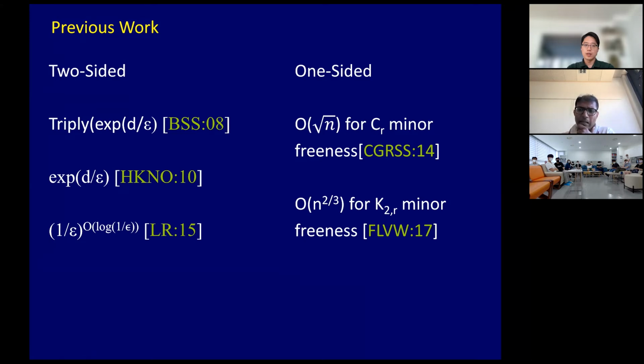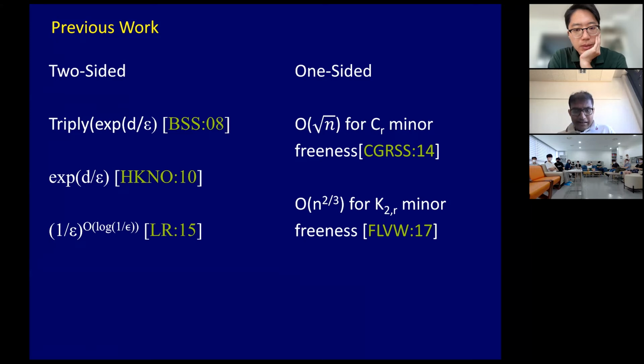And then in 2017, Fichtenberger, Levi, Vasudev, and Wötzel presented an algorithm that ran in time n to the 2/3, and it could find complete bipartite minors with 2 vertices on the left in graphs that are sufficiently far from such minors.